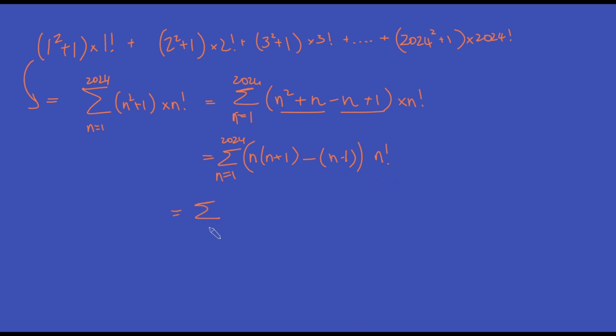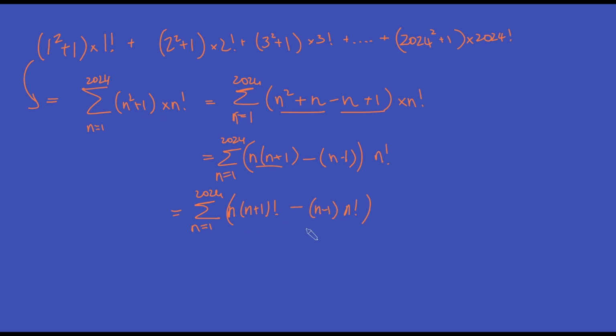Well, we get the sum from n is 1 to 2024. And now if we expand this times this, n plus 1 times n factorial makes n plus 1 factorial. So this is just going to be n times n plus 1 factorial, and then minus n minus 1 times n factorial. Cool. So we've just written the initial sum in a bit of a weird way.